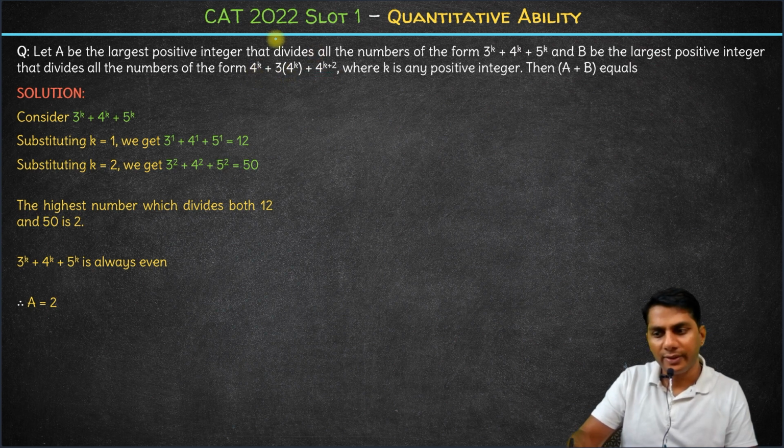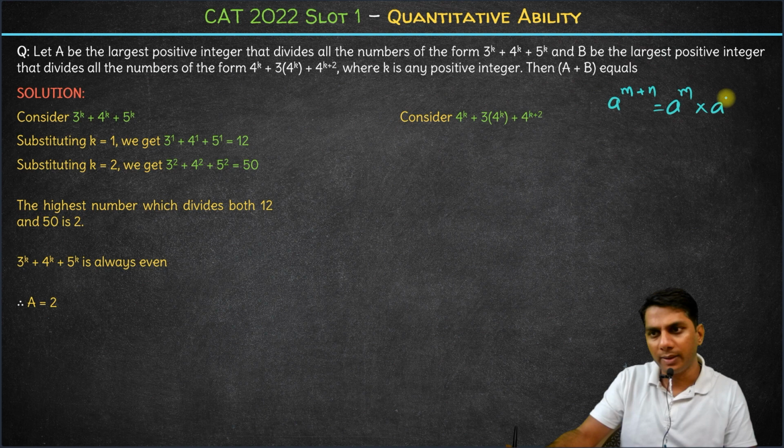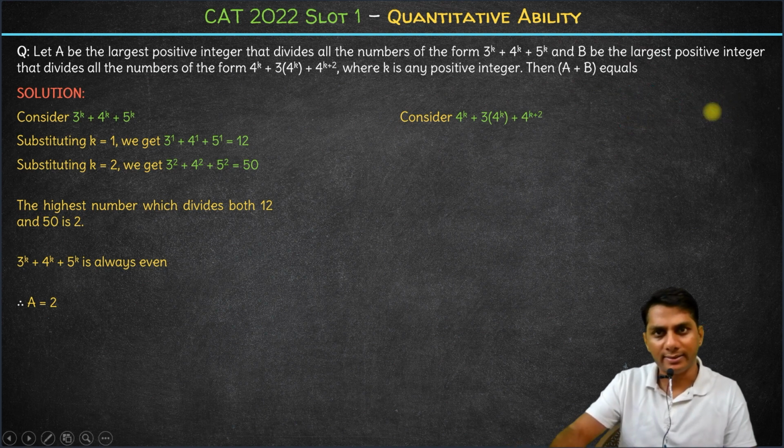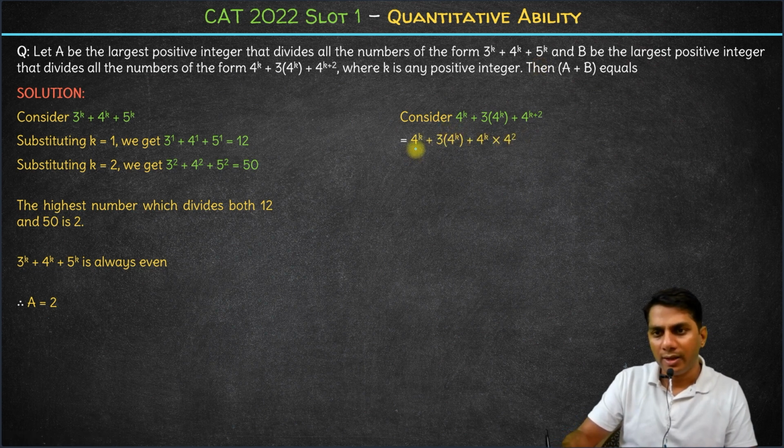Let's first simplify this. We have 4 to the power k plus 3 into 4 to the power k plus 1 plus 4 to the power k plus 2. Now this can be split as 4 to the power k into 4 to the power 2. Remember, a to the power m plus n can be written as a to the power m into a to the power n. This is the property that we have learned from indices. So I can write this as 4 to the power k into 4 square. Fine. Now if you look at all these terms, 4 to the power k is a common factor. So bringing 4 to the power k common, we'll have a 1 remaining here, we'll have a 3 remaining here, and we'll have a 4 square remaining here. So the sum of these three terms is 16 plus 3, 19, 19 plus 1, 20. So this comes out to be 4 to the power k into 20.